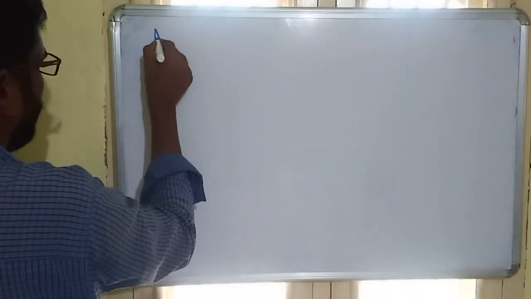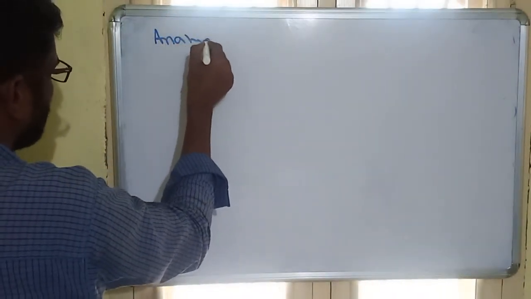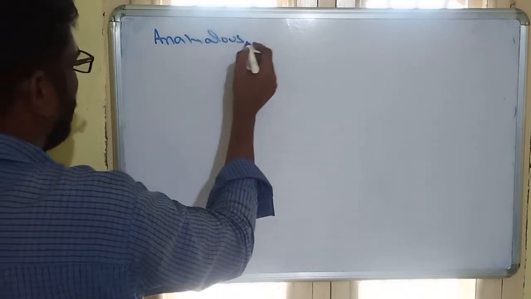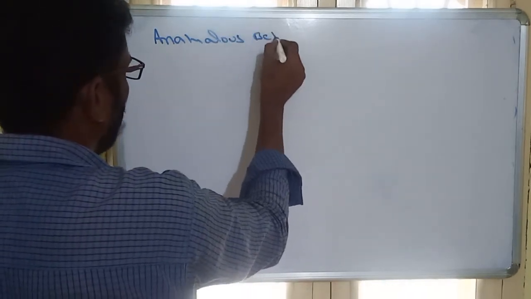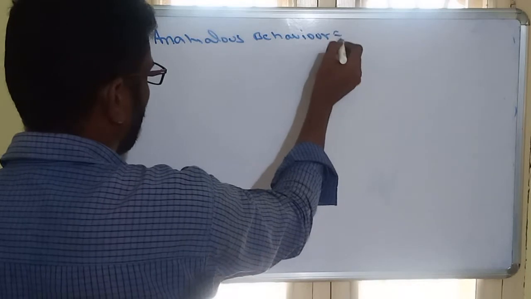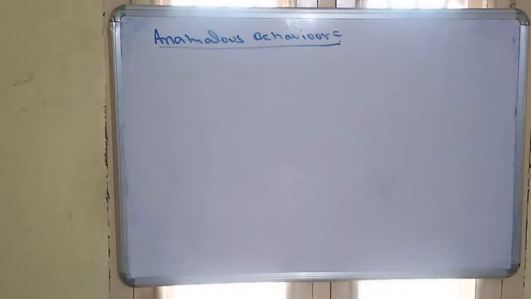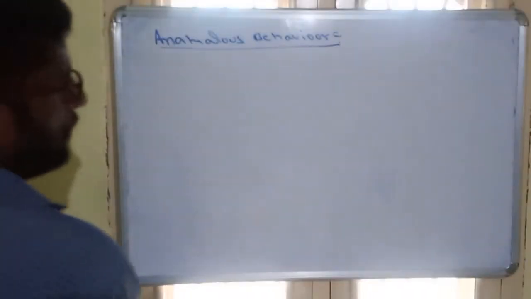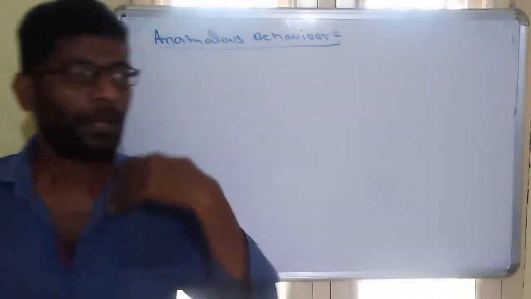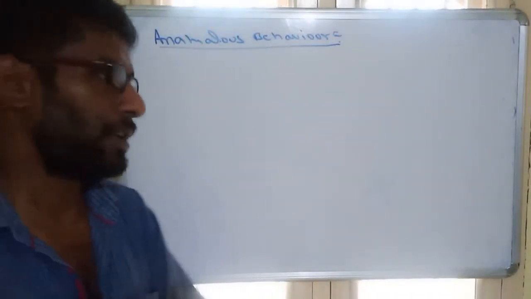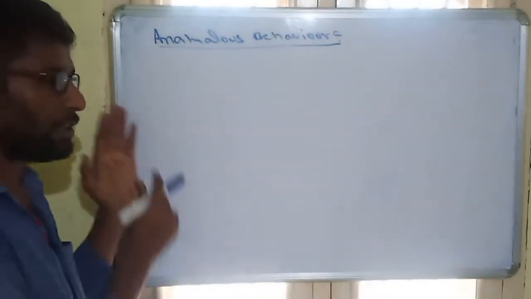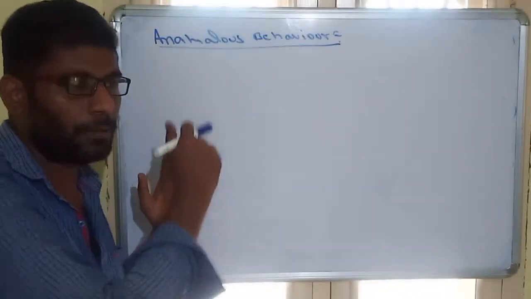Now, another important property whenever you are studying groups is anomalous behavior. Anomalous behavior means abnormal behavior. It is always shown by the first element of the group. In any group, the first element will show anomalous behavior. So, what is that anomalous behavior? Lithium will show different behavior from the rest.